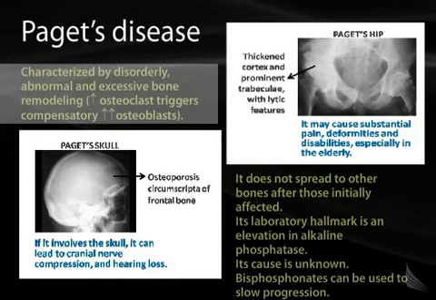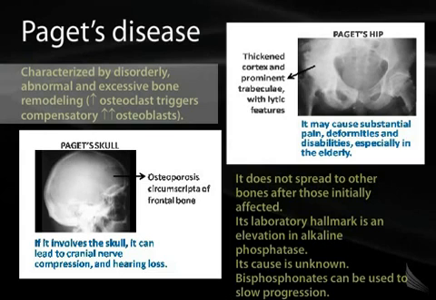So this is what Paget's disease looks like. It is characterized by disorderly or abnormal remodeling of the bone, where there is disorderly osteoclast and osteoblast activity, and that ultimately results in a very thickened cortex. But even though it appears to be a thickened bone, the bone structure itself is weakened. It's not a very healthy bone. And as a result of that, it may be causing substantial hip pain and deformities, especially in the elderly.